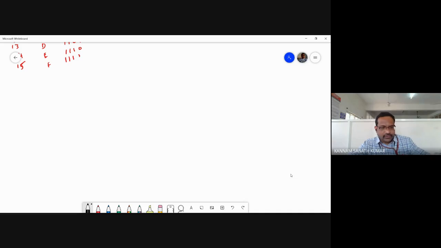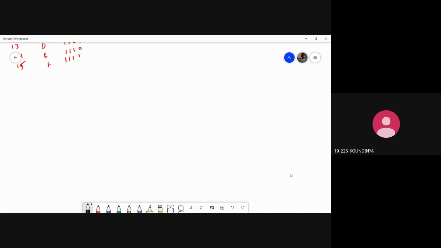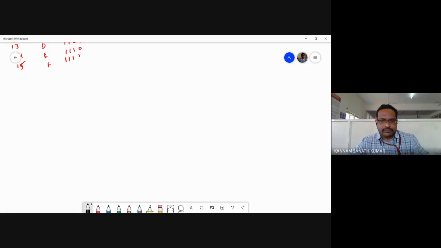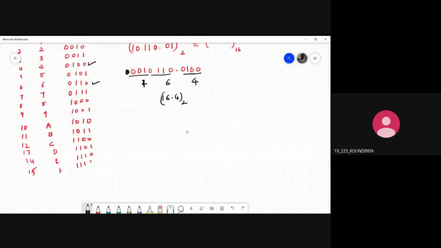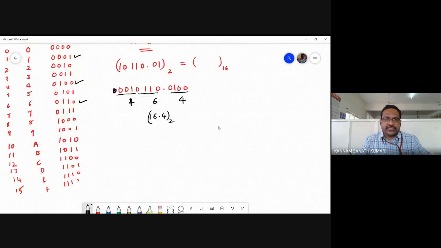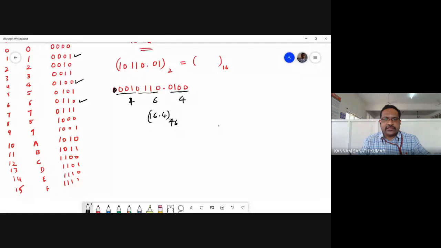Okay, so any doubt? So 16.4 to the base 16, sorry, to the base 16. Here what you are doing is converting binary to hexadecimal. Is it okay?